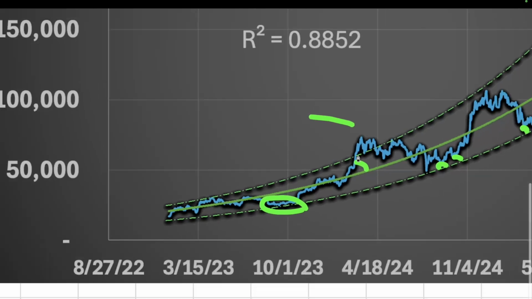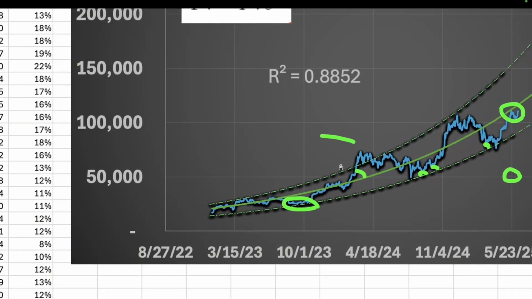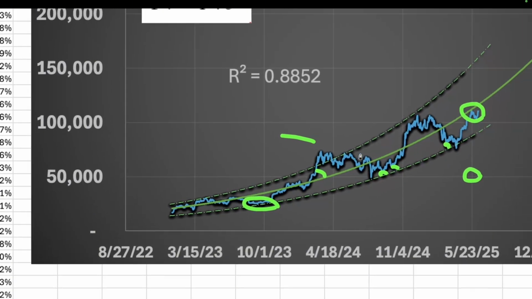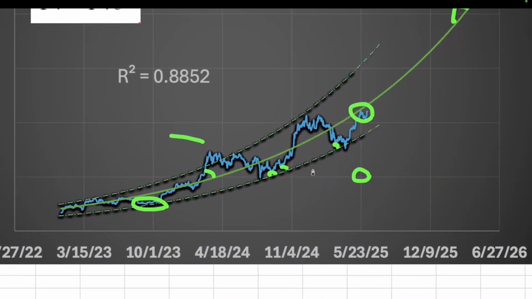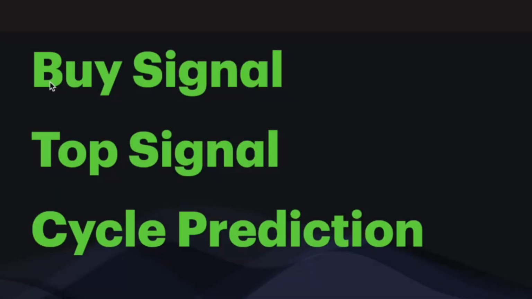But in case you were on my channel back when I insisted that we will not have an early top and this one is just going higher and higher, that was one of the reasons why I did not believe so. So that was the first buy signal, at least for long-term strategic entries, top signal, and also an estimation about the next bear market bottom. And then cycle prediction. How do we do cycle prediction?